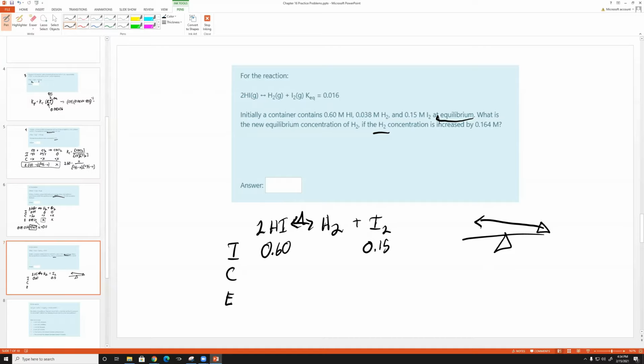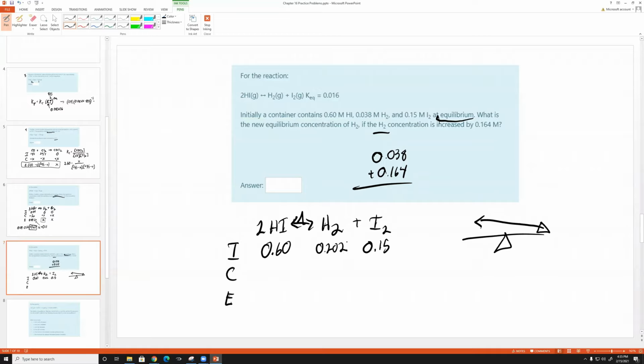So let's take that into here. Our H2 initial value is not going to be 0.038. It's going to be 0.038 plus 0.164. That will be our initial concentration because you're taking what originally was at equilibrium and you're adding that amount. And that is actually going to be 0.202.